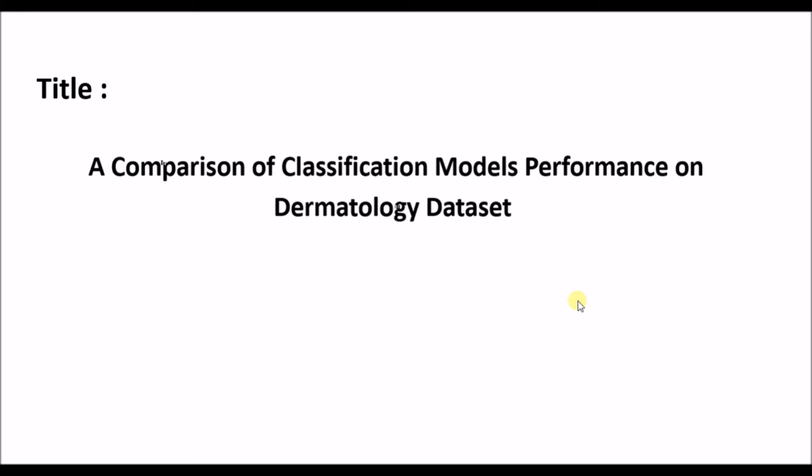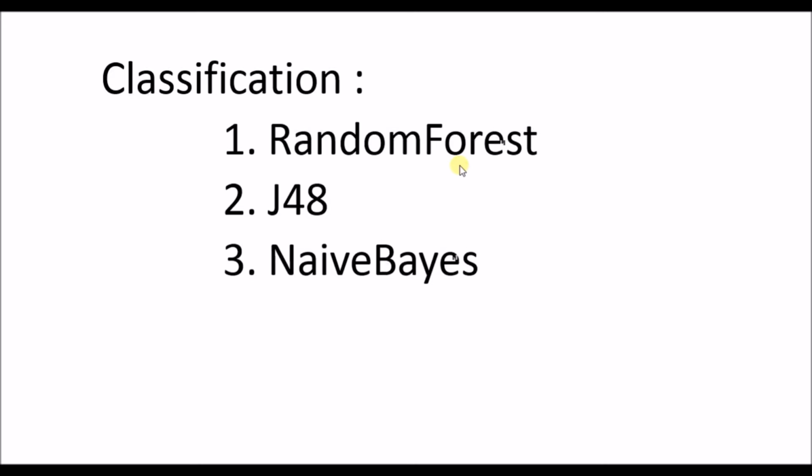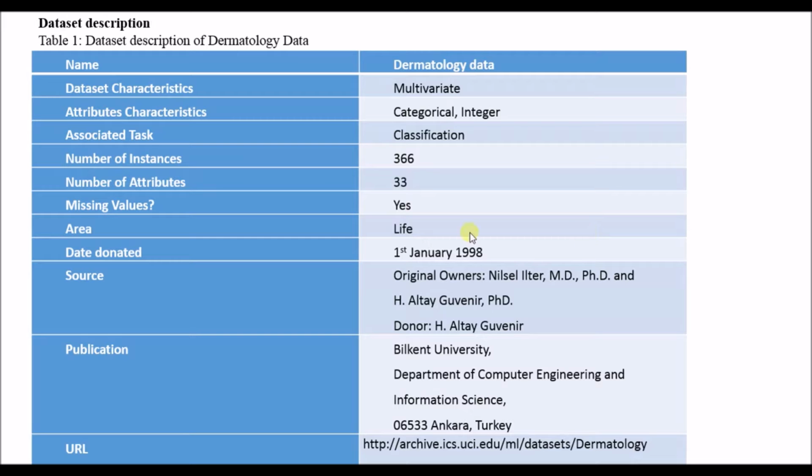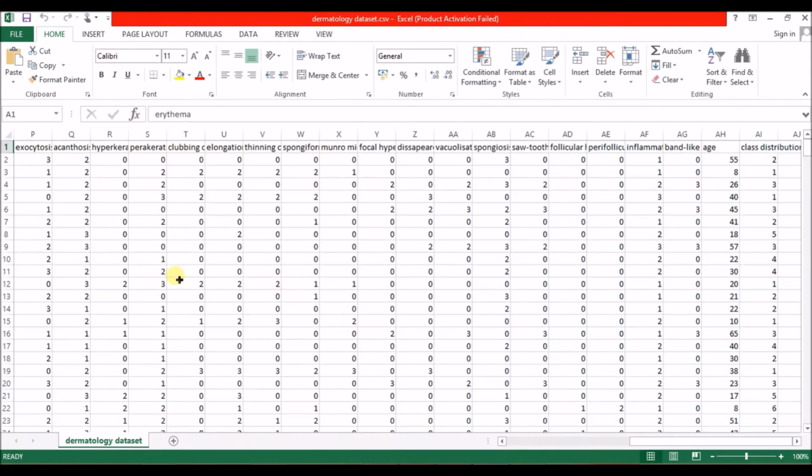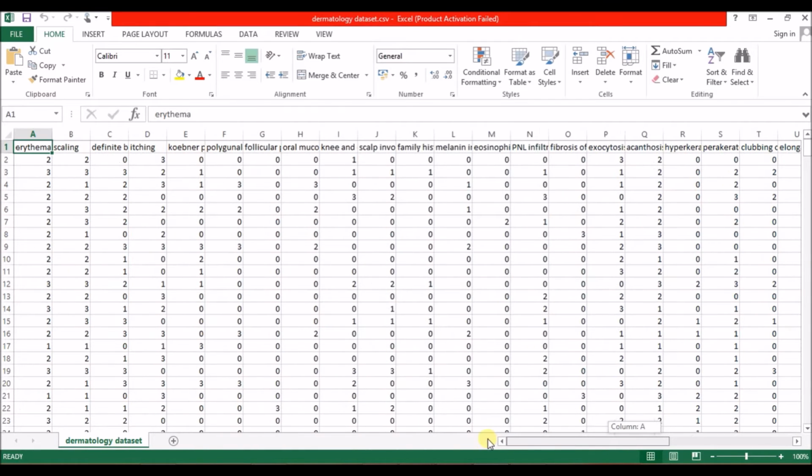My title is A Comparison of Classification Model Performance on Dermatology Dataset. We choose Random Forest, J48, and Naive Bayes. This is the dataset description: the name, dataset characteristics, attribute characteristics, the source, date donated, publication, and the URL, which is the website where I got this dataset.